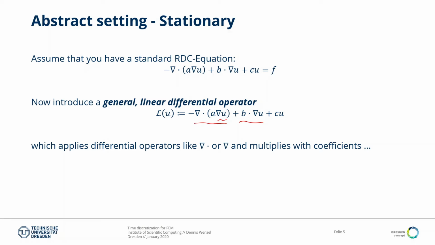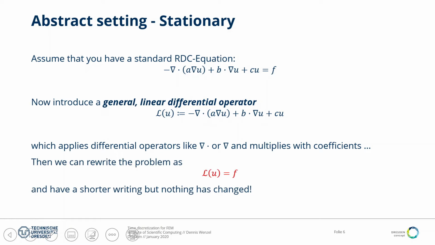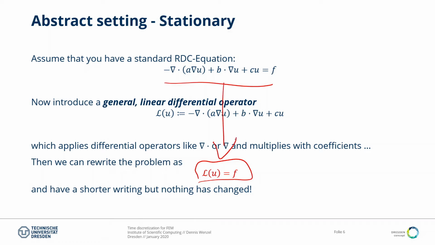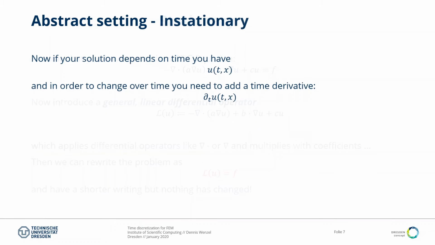So this is just abstraction, and we can rewrite the problem to L of u equals f. This is shorter, but nothing has changed, okay? So from up here to down there, we are doing exactly the same thing. We just have a different writing for our PDE. So we have changed nothing yet. It's just to make it a bit shorter. And then we move on to instationary problems.